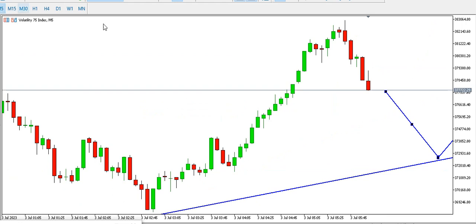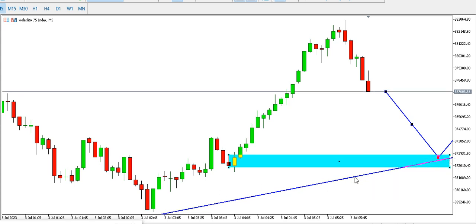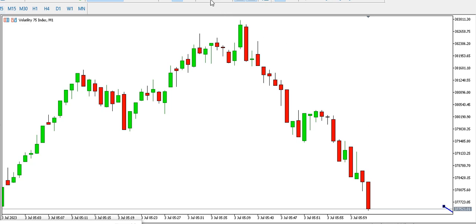On the 5 minutes time frame, it's currently selling. We might look into selling V75 index. On the 5 minutes time frame, V75 might likely drop to this particular order block that is in confluence with the ascending trend line. This ascending trend line and this order block might serve as a demand zone for price to pick traction to the top side. But for now, V75 is currently selling.